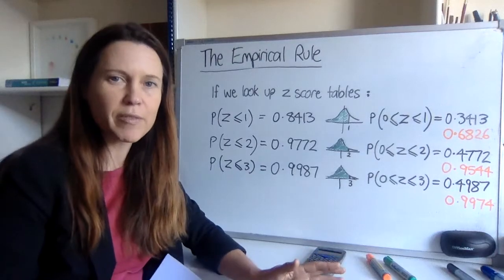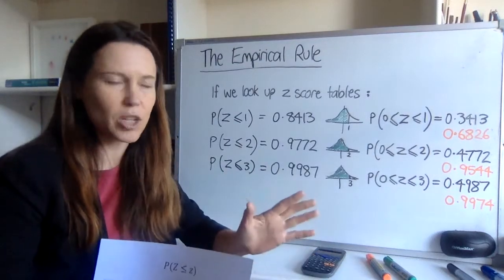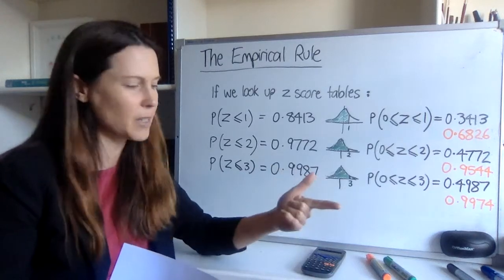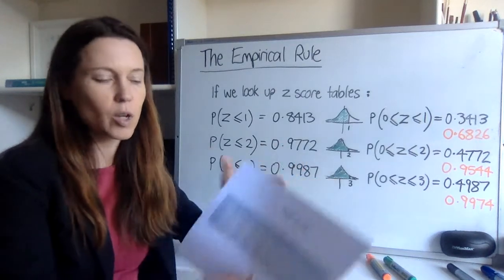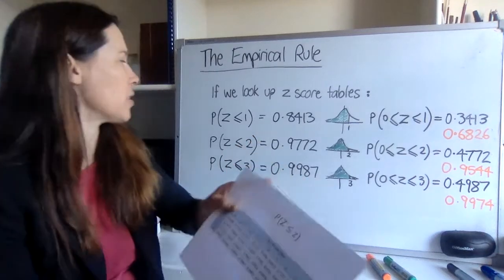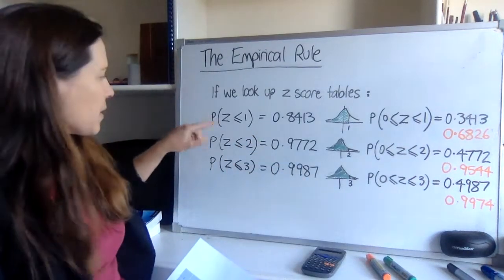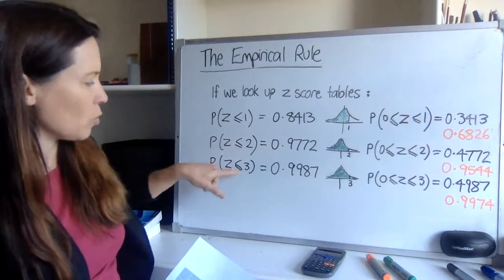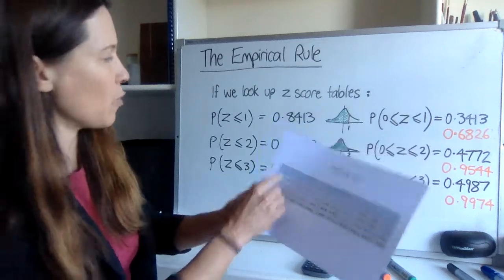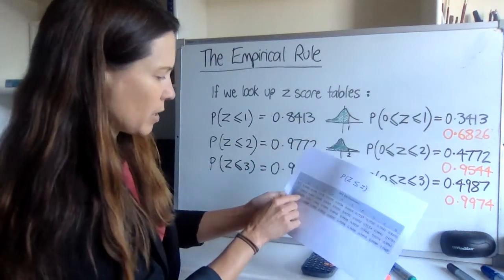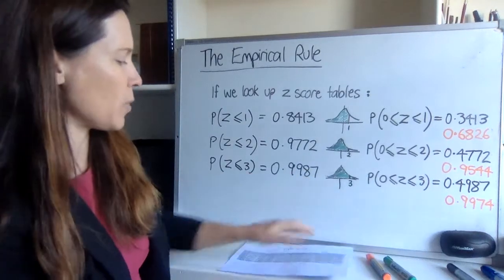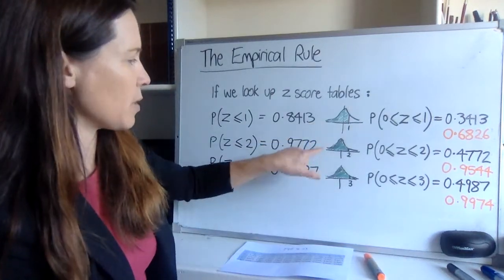So before we move away from the empirical rule, let's just double check that we understand where these important numbers have come from, the 68, 95 and 99.7. We can get these numbers ourselves from our z-score table, and let's just check that we can actually do it. If we look up the probability that z is less than 1, 2 or 3, that's just this first column here, and we get 0.8413, 0.9772, 0.9987.